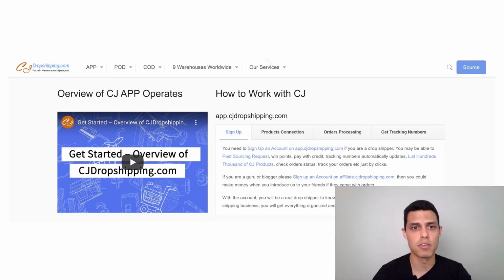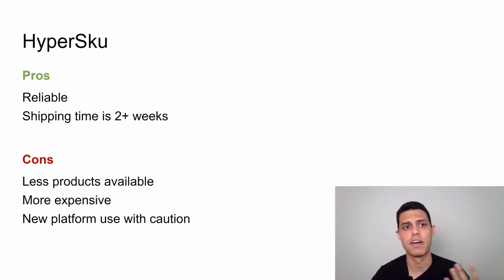Then this is how the platform looks. When you go to CJ Dropshippers, you can create your account and start looking for your catalogs. Then we have Hyper SQ. It's super reliable. You have a shipping time of 2+ weeks.